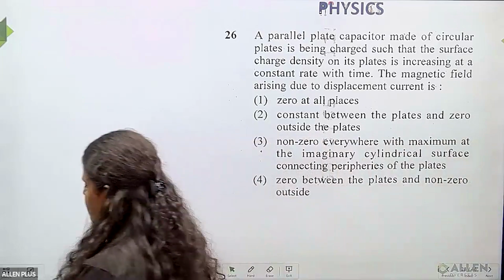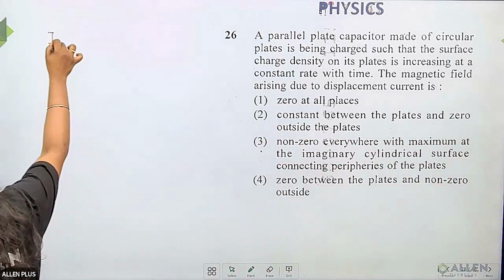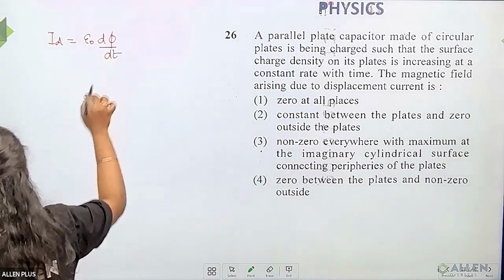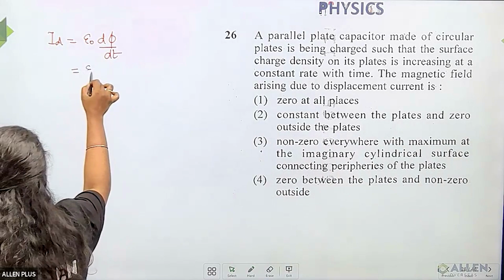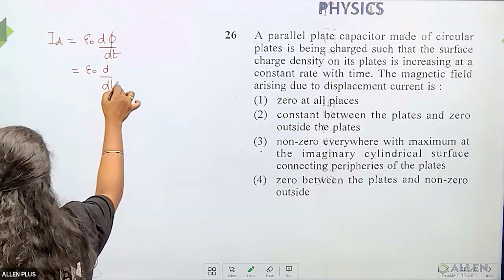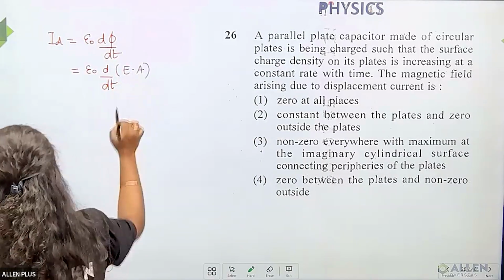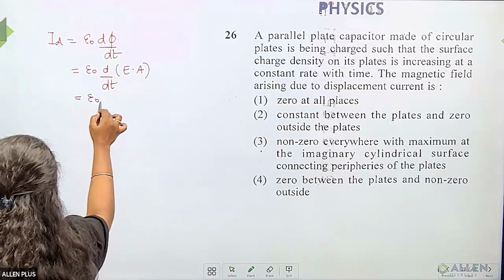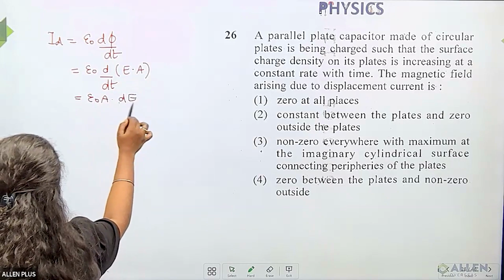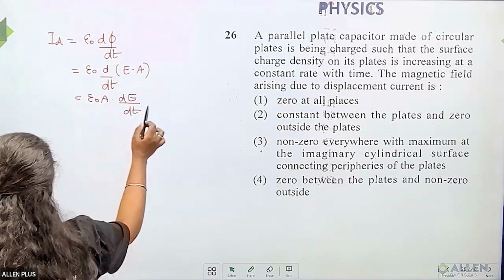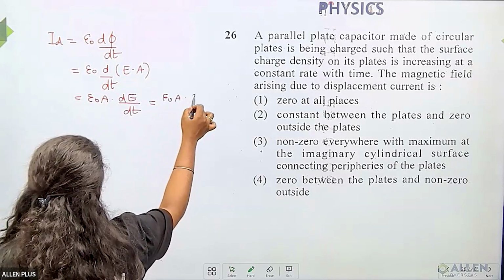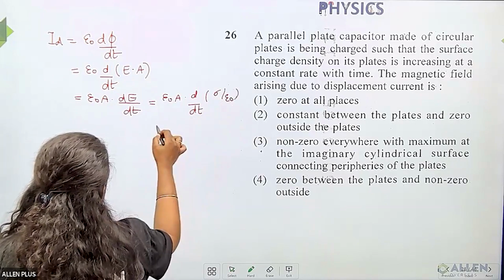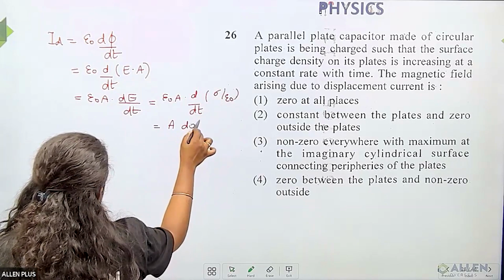See here, when they're talking about displacement current, I D is going to be equal to epsilon naught d phi by dt. So from here I get epsilon naught d by dt of electric field into area, or I can say epsilon naught A into dE by dt. This can also be written as epsilon naught A into d by dt of sigma by epsilon naught, or I can say it is equal to A d sigma by dt.